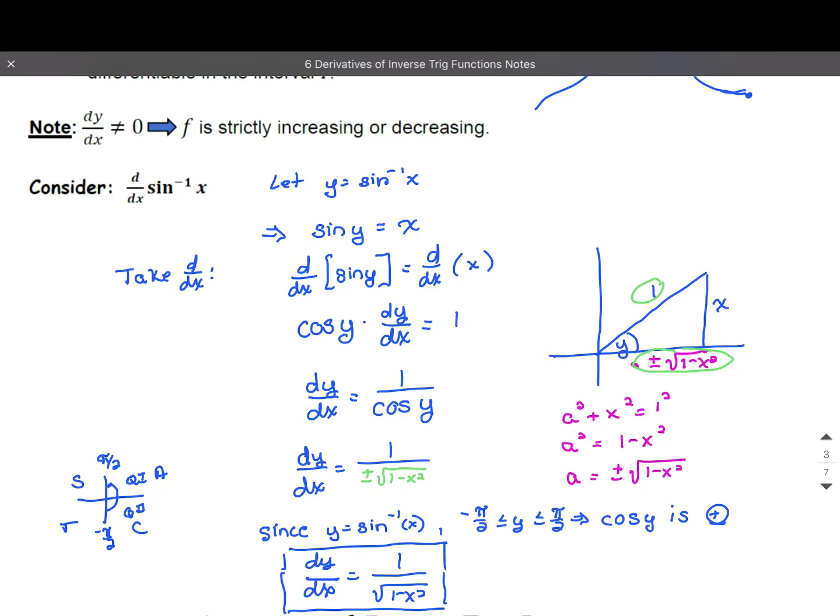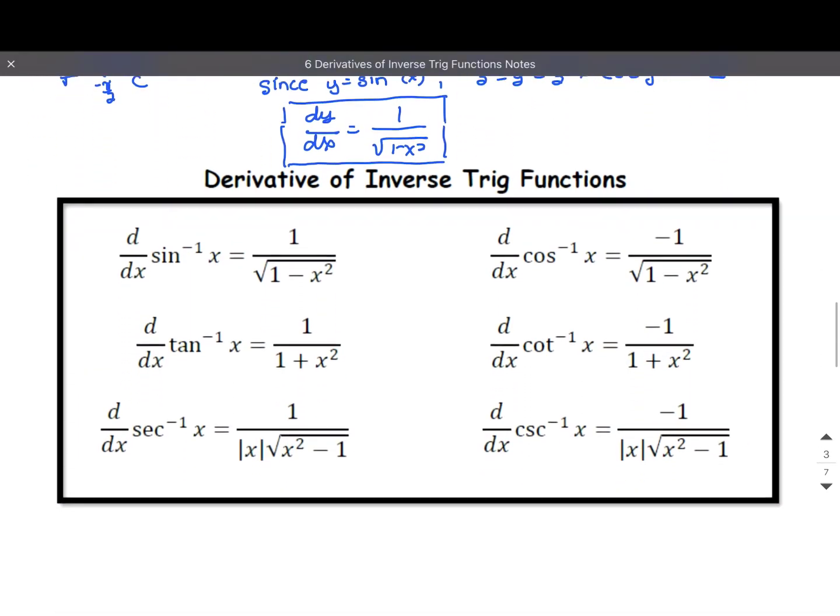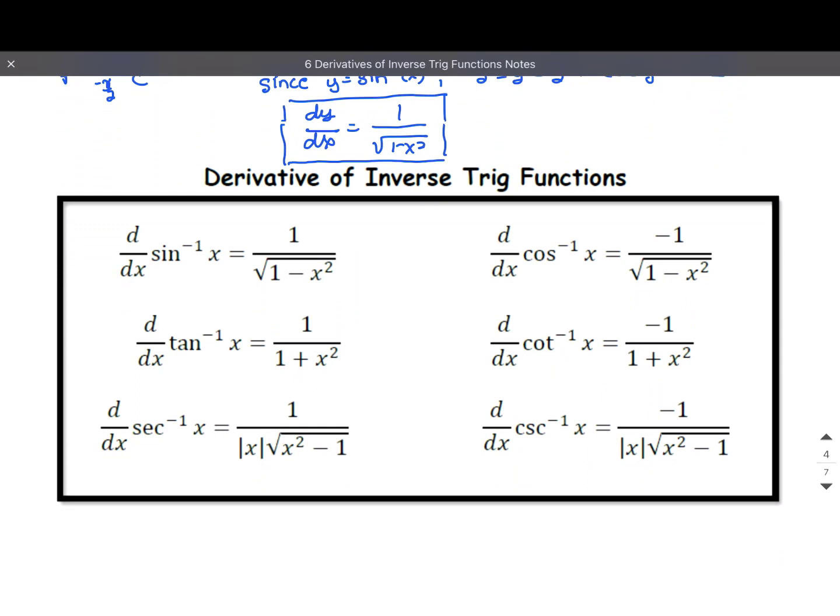Now once you have one, I'm not going to go through proving all of them. Here are the inverse derivatives for all 6 inverse trig functions. Yes, you should know them. I know that's not fun, but yes, you should know them.